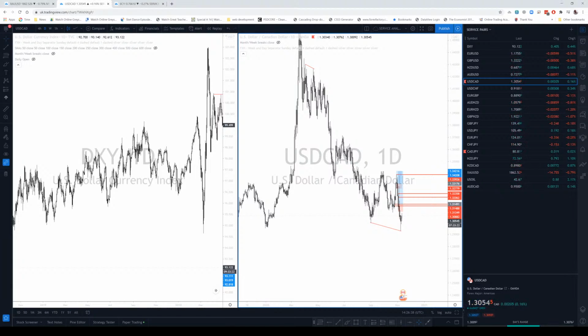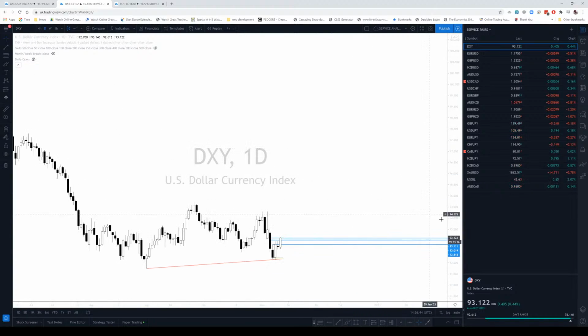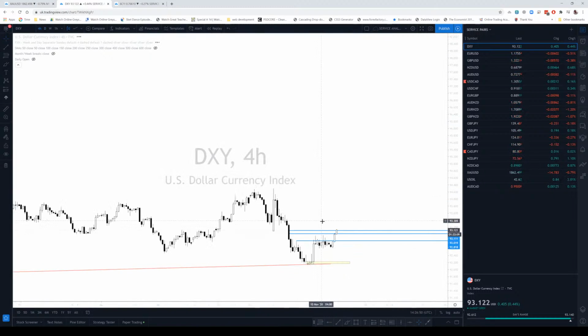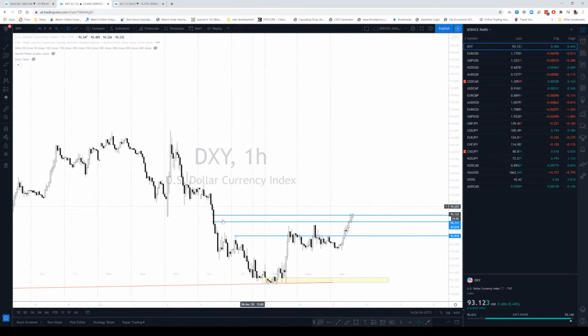Okay, so that's why I was looking for the reversal. Right, so now that we've got the reversal, how far do I think it's going to go? I personally think if you look at the two levels I've got here, that's what I'm watching today. If we manage to close above this, I think price will come up here.